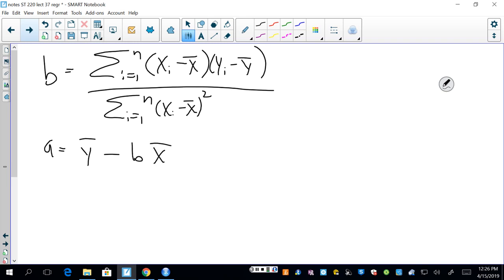So if you give me the data points x and y, I can go through and calculate the averages. I can calculate the deviations of the x's and the deviations of the y's, multiply them together, and produce these two numbers. And that's going to give me the solution to that problem.